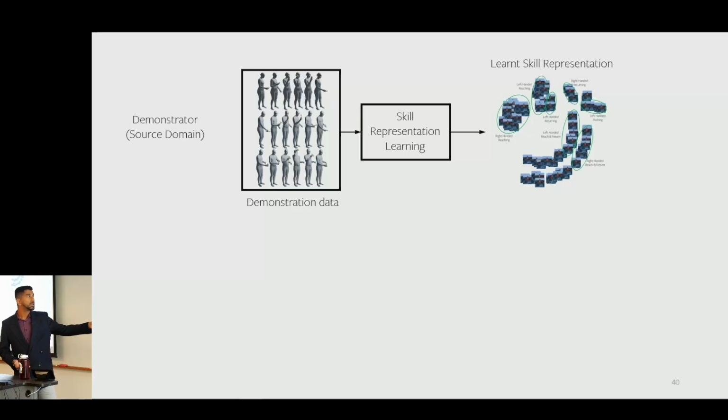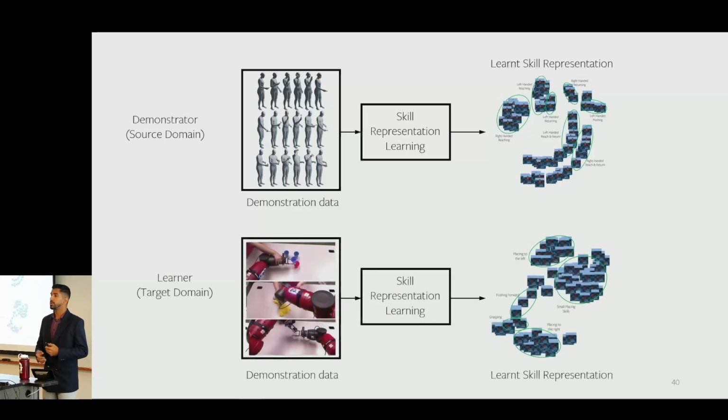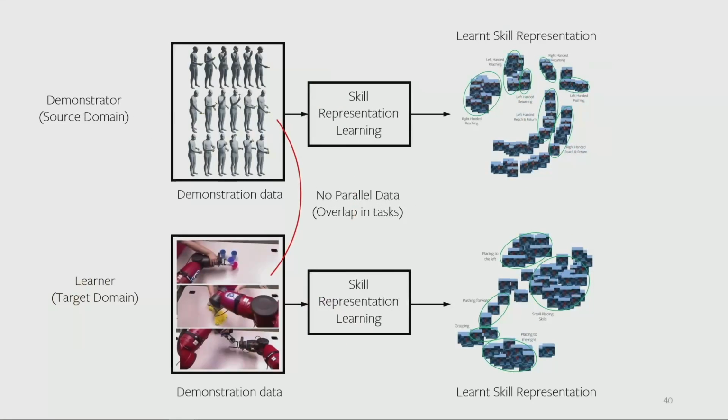So we have this set up in our source domain of the human demonstrator. And we're going to assume that we have a very similar setup in the target domain of the learner robot. So you have demonstration data of a robot performing a variety of different tasks and a corresponding skill space on the robot domain. We're going to assume that there is no parallel data or no paired demonstrations between these two domains, but that there is overlap in the tasks that they each try to solve.